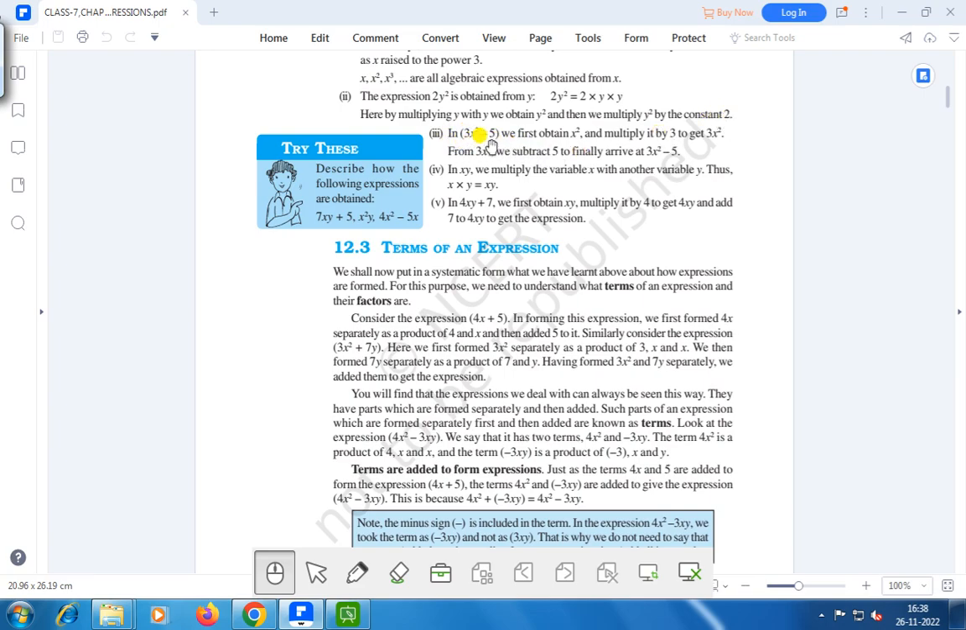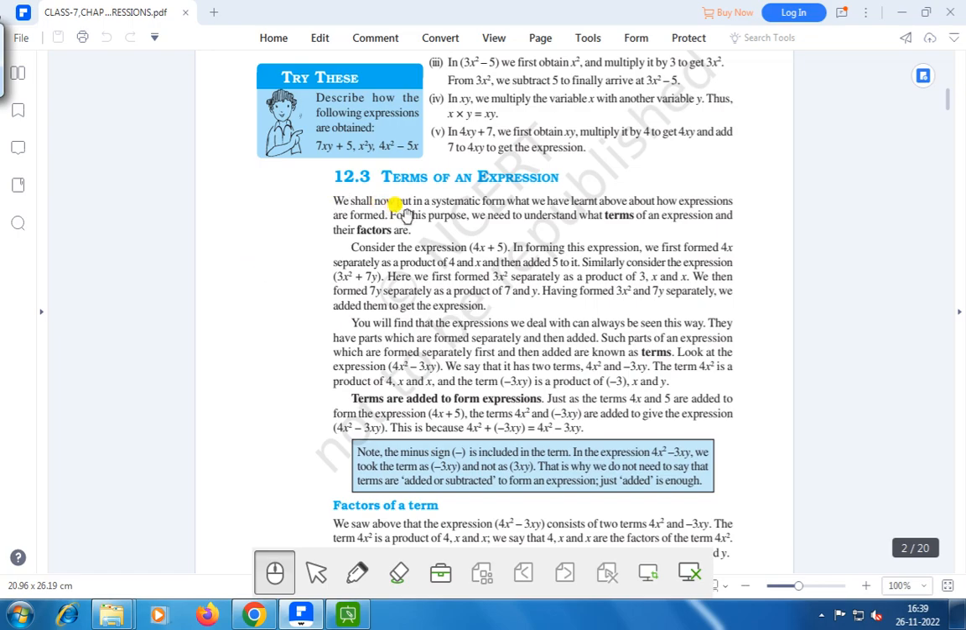In 3x square minus 5, we first obtain x square, then multiply it by 3 to get 3x square. From 3x square, we subtract 5 to finally arrive at 3x square minus 5. In xy, we multiply the variable x with another variable y, thus x into y is equal to xy. In 4xy plus 7, we first obtain xy, multiply it by 4 to get 4xy, and add 7 to 4xy to get the expression.